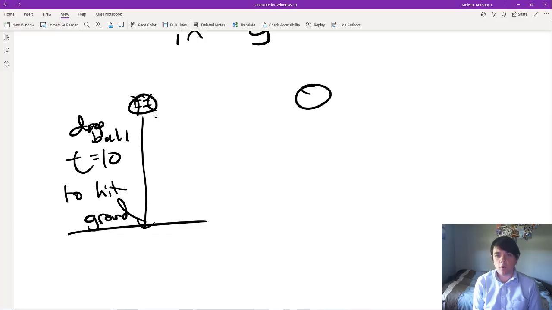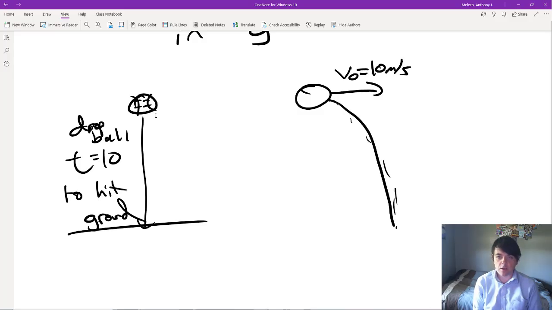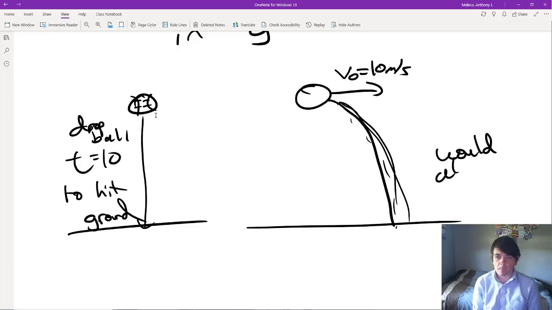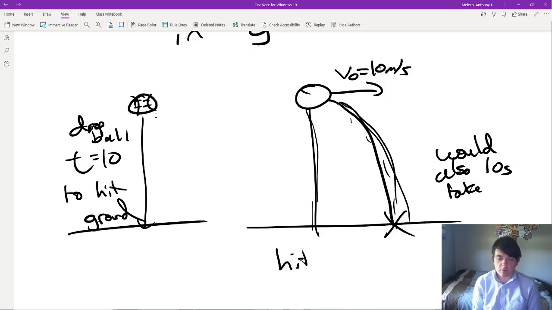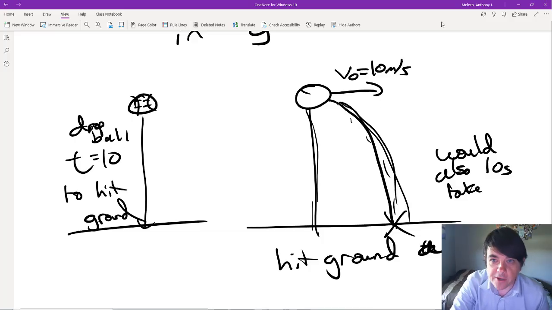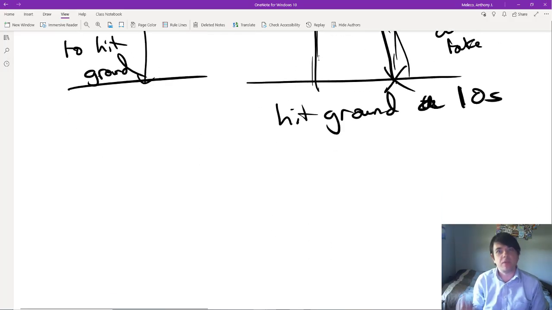And if you were to throw this with a constant velocity, let's say 10 meters per second, this motion right here would also take 10 seconds. Okay? So the up and down, it would hit the ground at 10 seconds, regardless of the fact that it's moving to the right, okay? So its right motion does not influence its up and down motion.